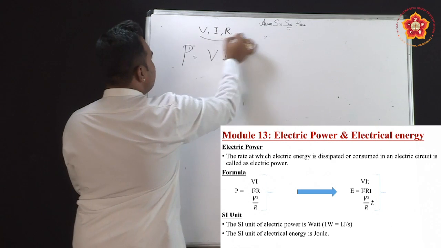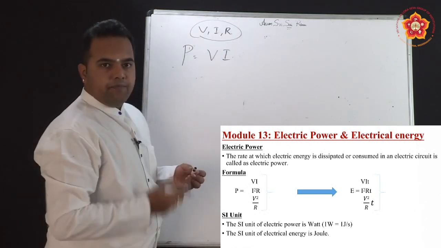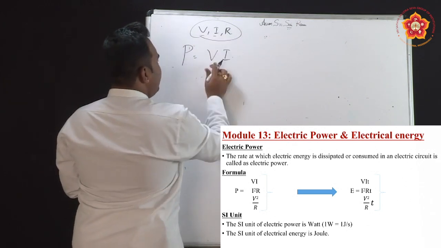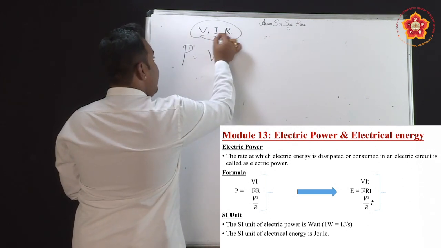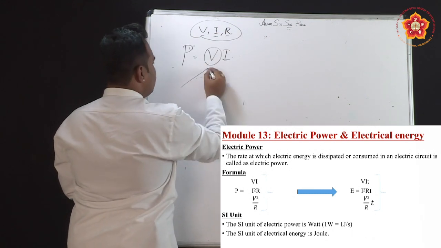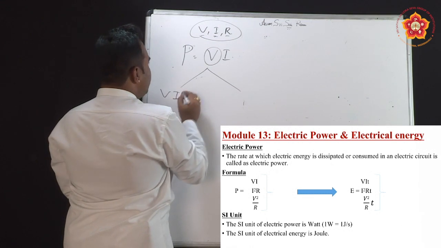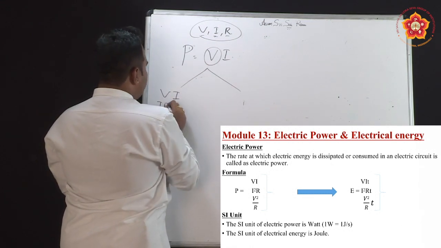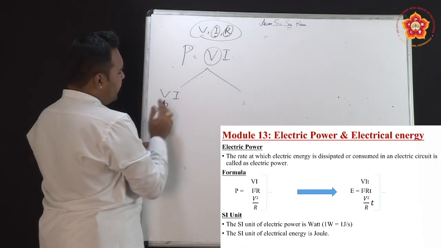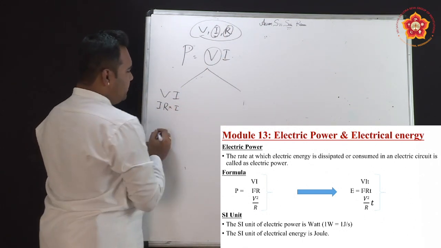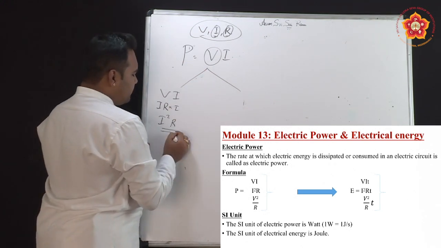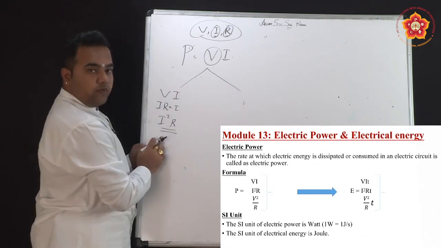V, I and R are the three crucial parameters, of course with time. Now, out of the three, suppose I know I and R, and V is not given. How do I substitute for V? Power is V into I, and V is I into R. I know only I and R, I do not know V. Therefore, I substitute V as I into R, into I. So, what do I get? I square R. This is also an expression for power.